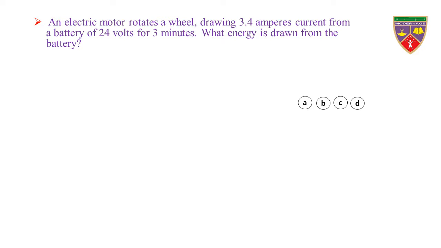An electric motor rotates a wheel drawing 3.5 amperes current from a battery of 24 volts for 3 minutes. What energy is drawn from the battery? Option A, 24 kilojoules; option B, 15 kilojoules; option C, 3.4 kilojoules; option D, 3.0 kilojoules. The key is 15 kilojoules. Therefore, the correct option is B.